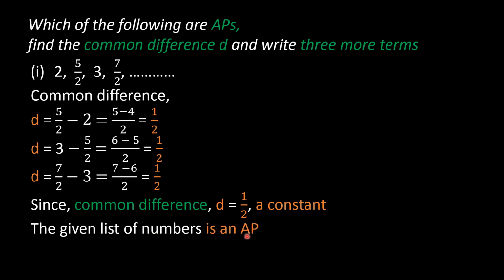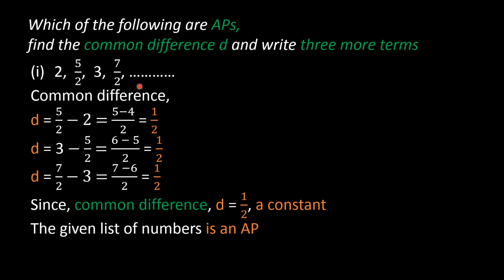We are asked to find out 3 more terms of this AP. So, we can obtain the next 3 terms by adding the common difference 1 divided by 2 to its previous term. For example, to find the term next to 7 divided by 2, we will add 1 divided by 2 to 7 divided by 2. It will give us 8 divided by 2, which will be 4. So, the term next to 7 divided by 2 will be 4.